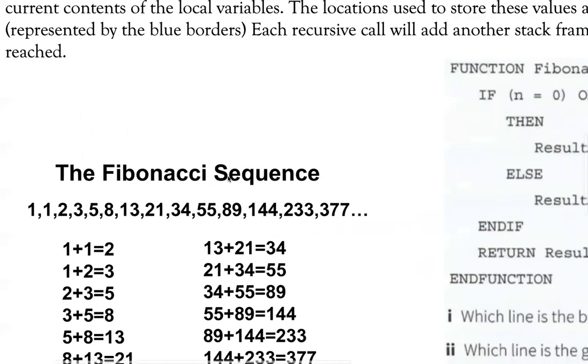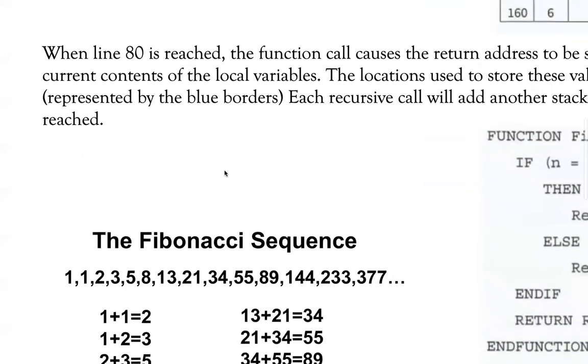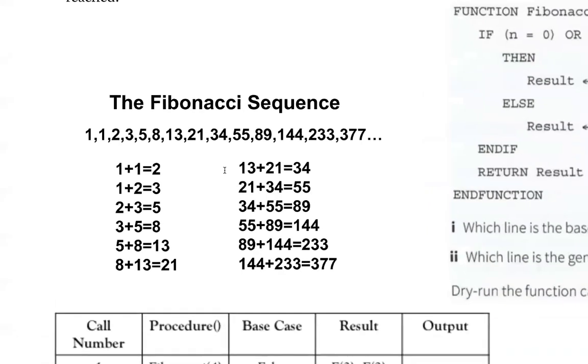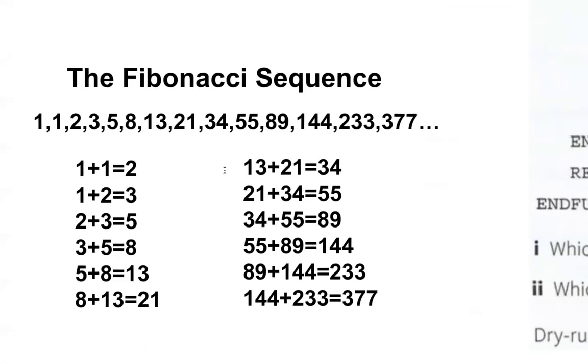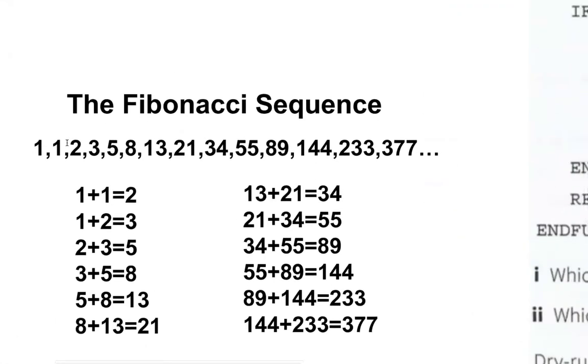So in math, there's a lot of use of the Fibonacci sequence. Basically, the Fibonacci sequence states that I get the third value by adding the previous two values. So for example, how did I get two? I added one and one.